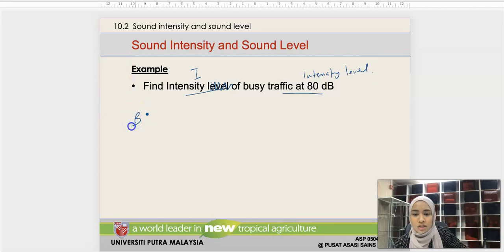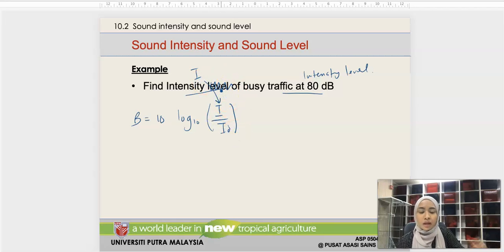Okay, so we know the equation for intensity level is beta equals 10 log10 of I over I naught. And the I is what we are finding, right? And we know what I naught is. I naught is the threshold of hearing, which is 1 times 10 to the minus 12 watt per meter squared. So that's your I naught. Beta is in dB. I is in watt per meter squared, so I must be also watt per meter squared. I naught is watt per meter squared. All right, so we have that first equation. You should always write your equation before you start your problems.